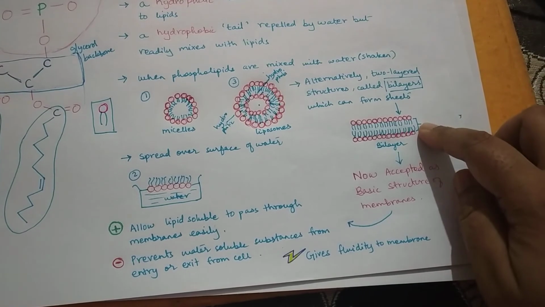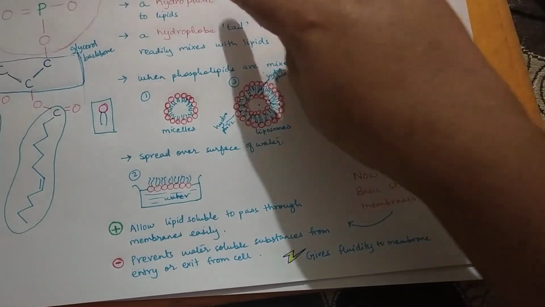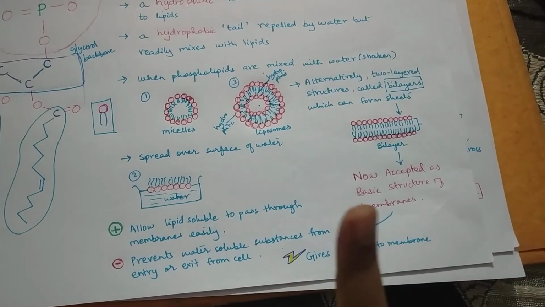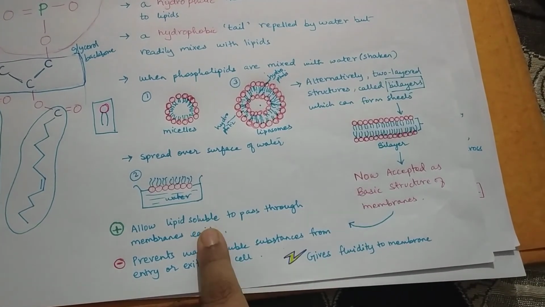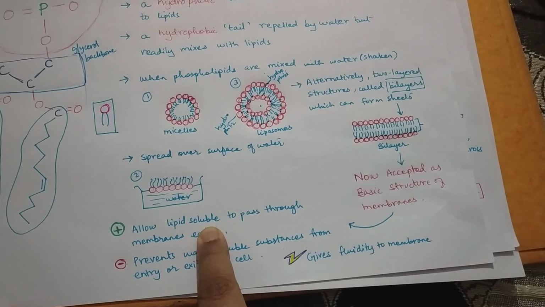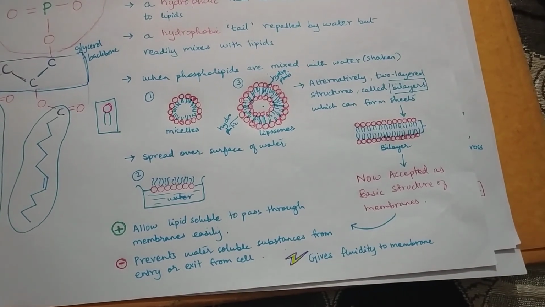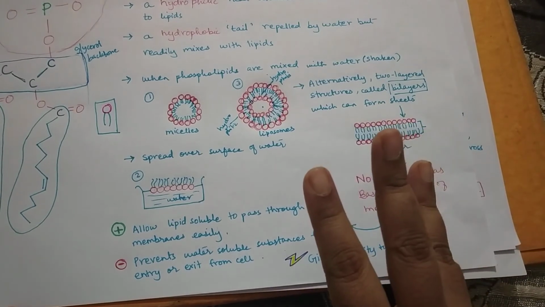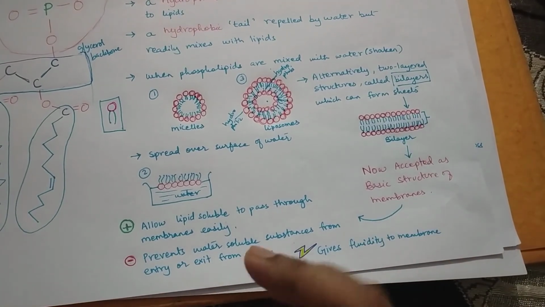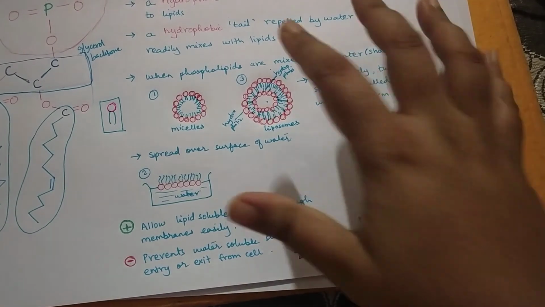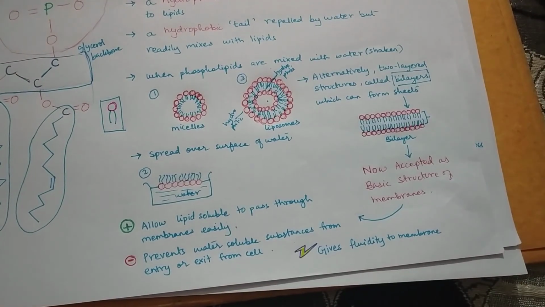So our cell membrane shows two properties because of having phospholipids in them. The first property is it becomes selectively permeable. It will only permit lipid loving molecules and not permit water loving molecules. And the second property that it gives is it makes the cell membrane very flexible and fluid. So this is all about phospholipids in our cell membrane.